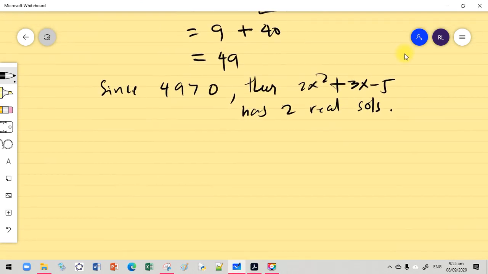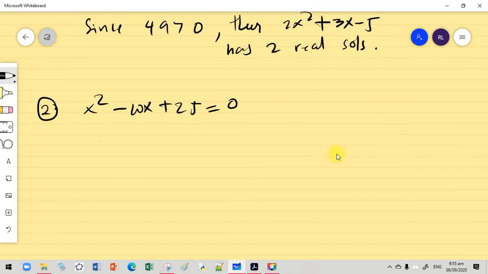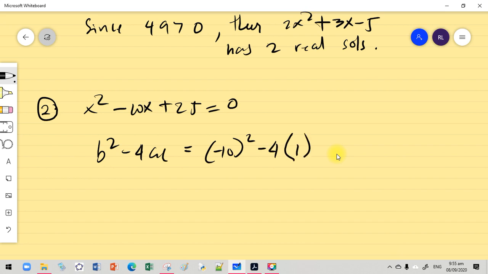Number 2. We have x squared minus 10x plus 25 equals 0. So we have b squared minus 4ac equals, our b is negative 10, so we'll have negative 10 squared minus 4 times 1 times 25, since c is 25. So we'll have 100 minus 4 times 25, which is 100. So that is 0.